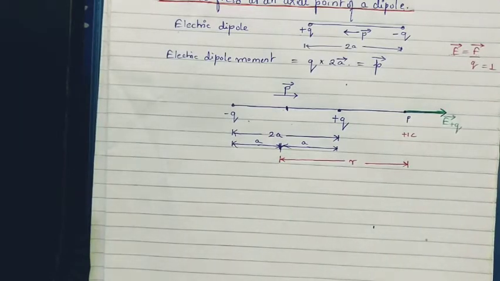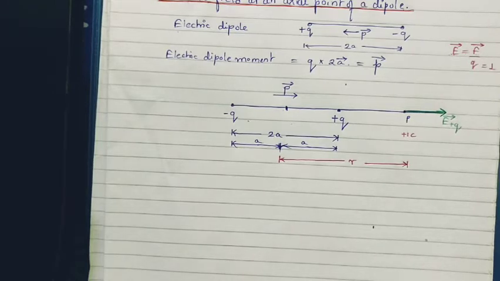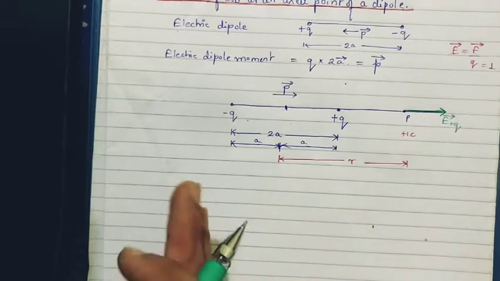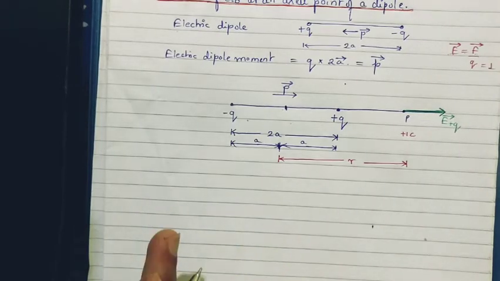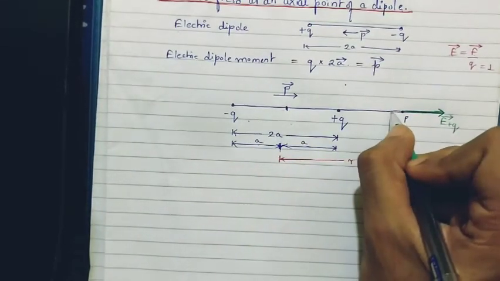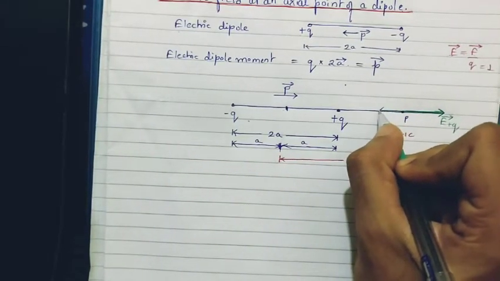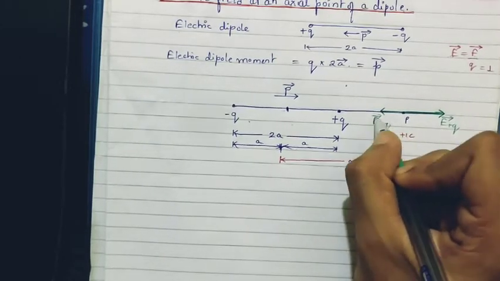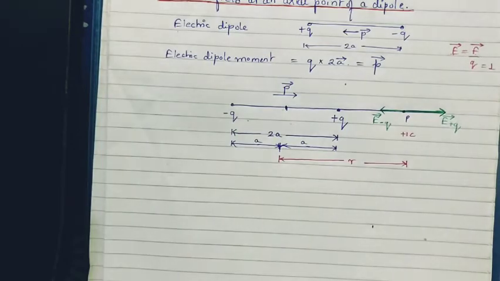Okay, similarly, what will the electric field due to minus Q be? For a negative charge, the electric field is always radially inwards. Correct? Electric field lines emerge from a positive charge and end at a negative charge. Correct? So basically, it is going to go inward for a negative charge. So at point P, this is going to be the electric field due to the negative charge over here. Okay, so you get this.